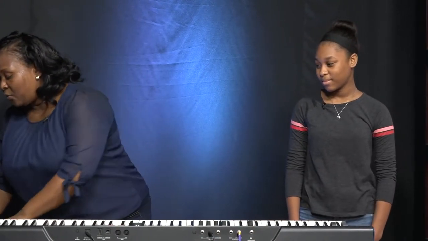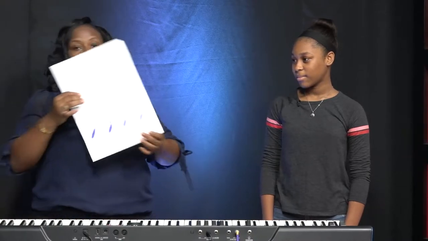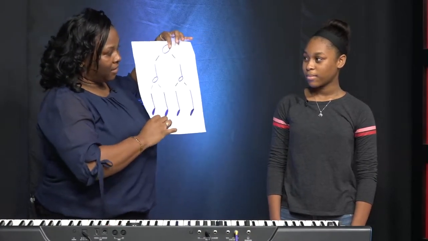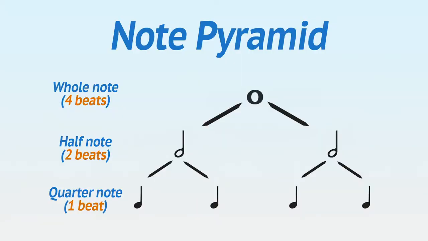Awesome job. So what we want to do is to put all of those together, and we're going to use our note pyramid. Here we have all the notes that we have learned. This is the whole note that gets four beats. This is the half note. The half note gets how many beats? Two beats. And these are the quarter notes. Quarter notes get one beat.